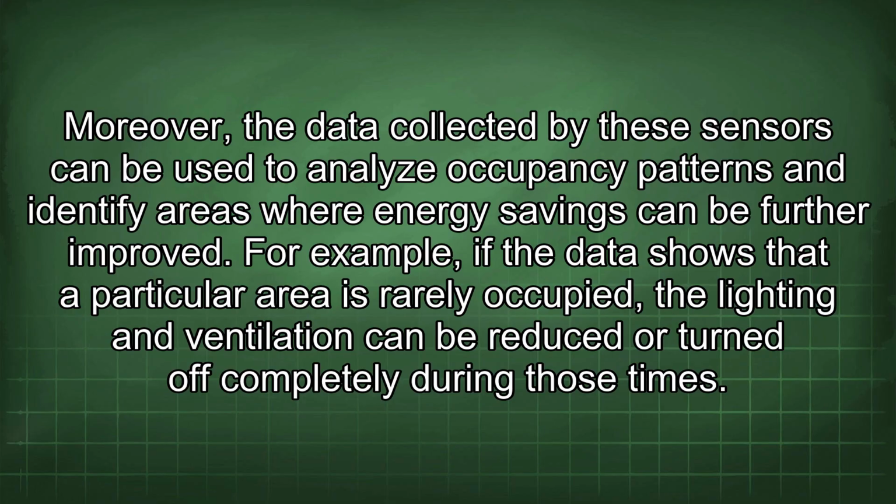Moreover, the data collected by these sensors can be used to analyze occupancy patterns and identify areas where energy savings can be further improved. For example, if the data shows that a particular area is rarely occupied, the lighting and ventilation can be reduced or turned off completely during those times.